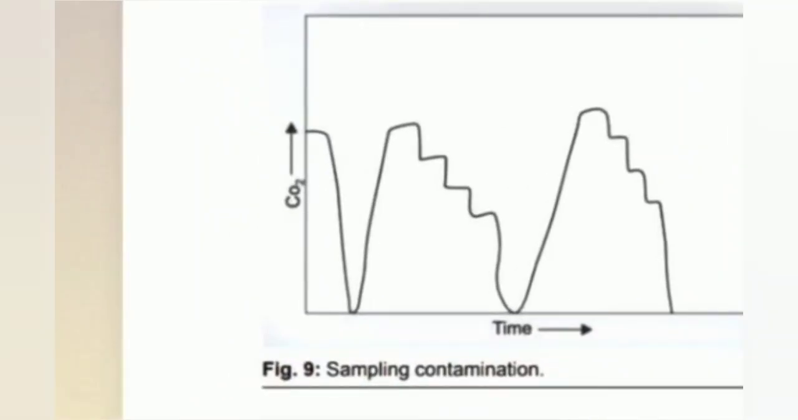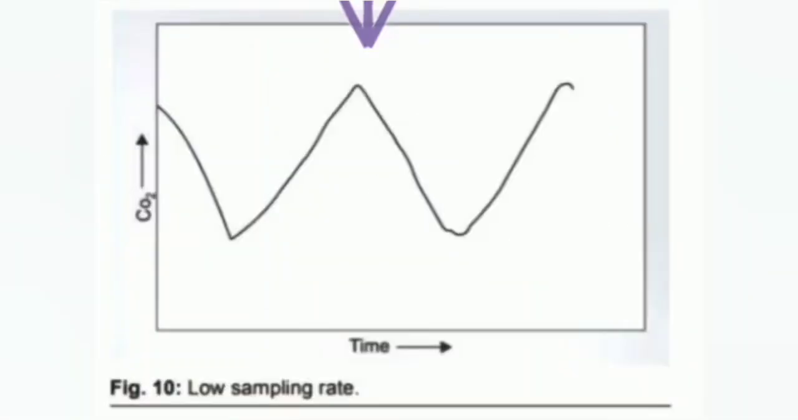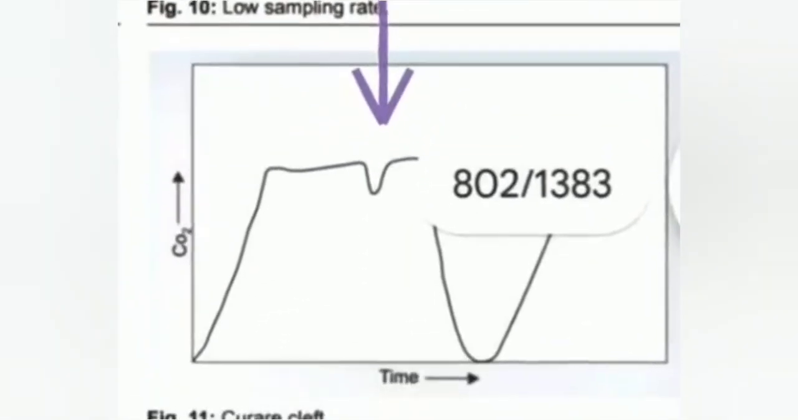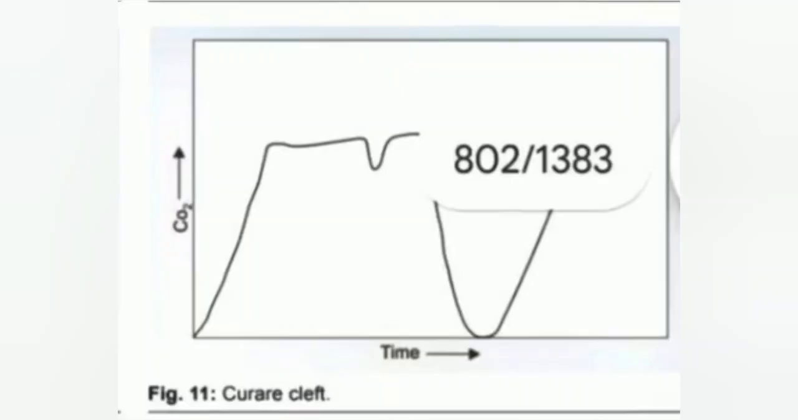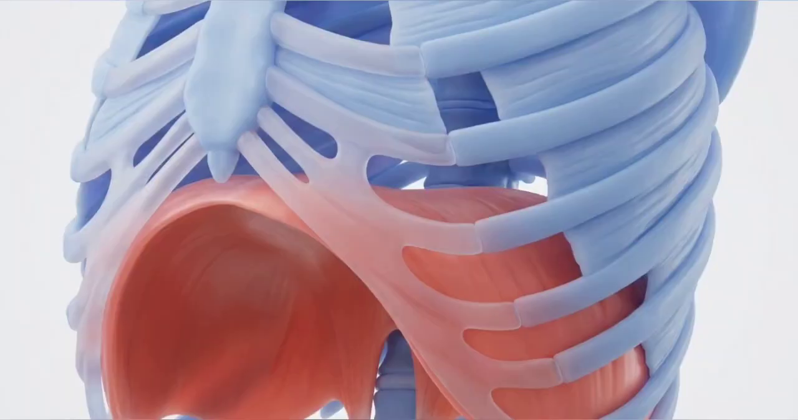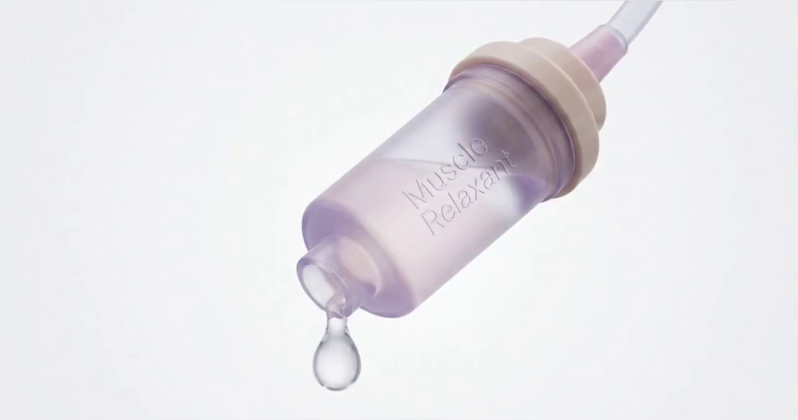Here, the jagged stretched waveform is the direct result of a sampling rate that is set too low on a side stream analyzer. This tracing displays the Curare Cleft, a sharp notch appearing in the last third of the alveolar plateau. The Curare Cleft occurs when a spontaneously breathing patient lacks synchronous action between the intercostal muscles and the diaphragm, often as muscle relaxants begin to wear off.